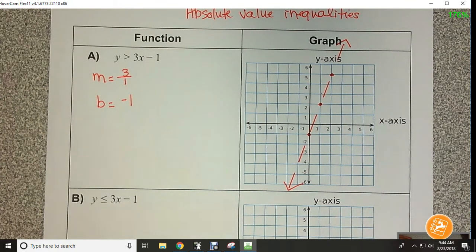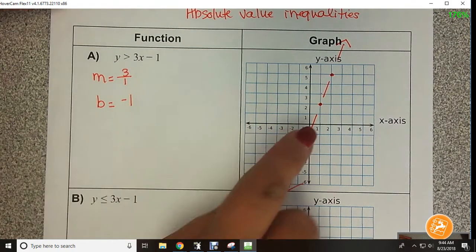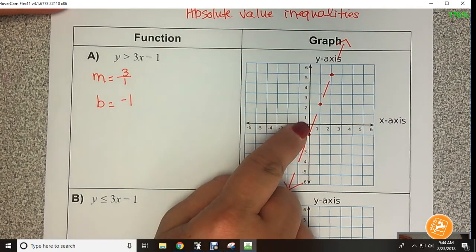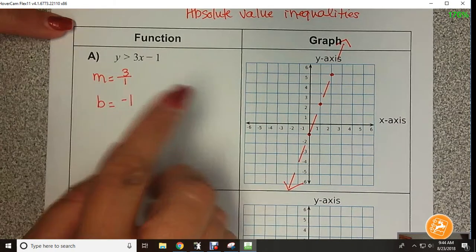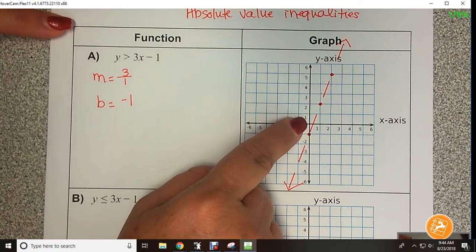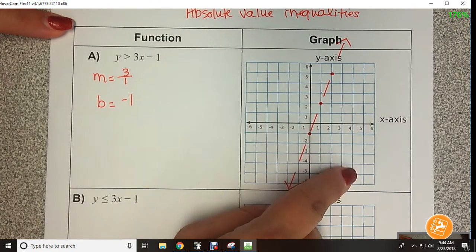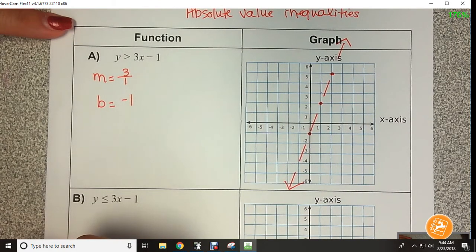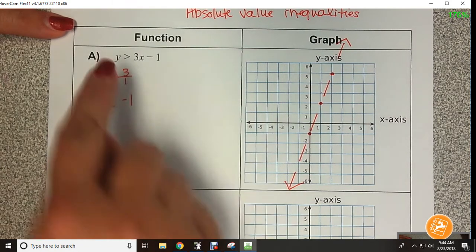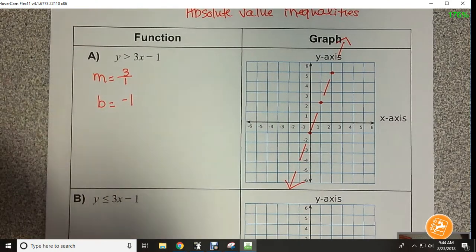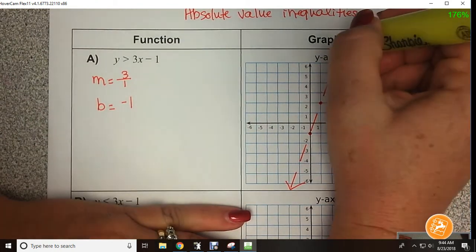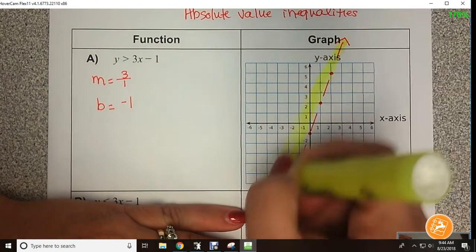I know when you were in Algebra 1, your Algebra 1 teacher, and probably your geometry teacher as well, always said, pick a point that's not on the line, like 0, 0. Plug it in. If it makes a true statement, shade the side with 0, 0. If it makes a false statement, shade the other one. Well, we're going to make this even easier than that. This is a greater than. Anytime it is greater, you are always going to shade above the line.